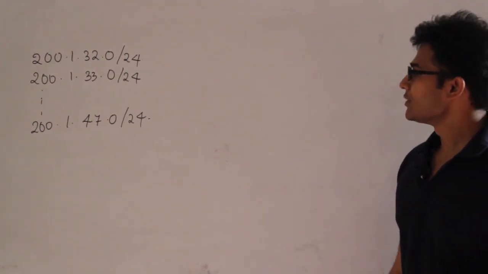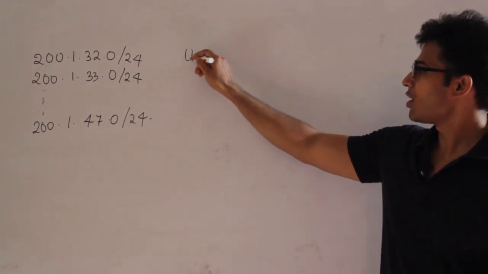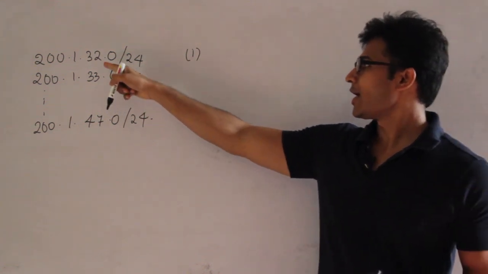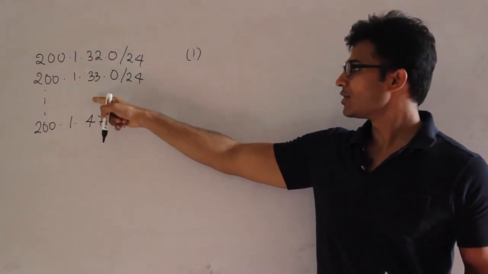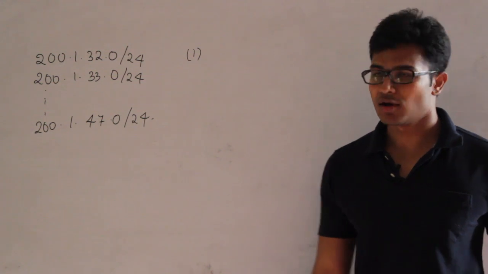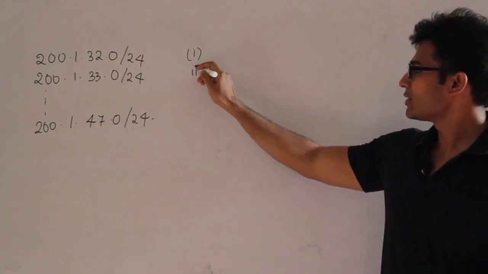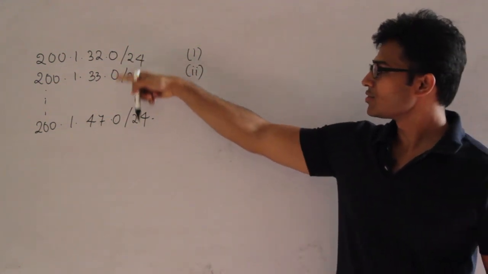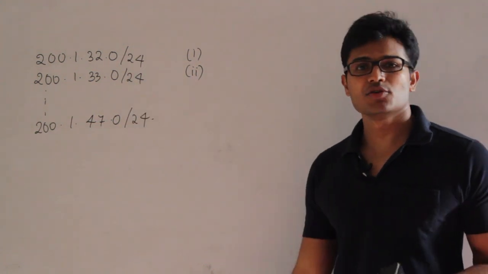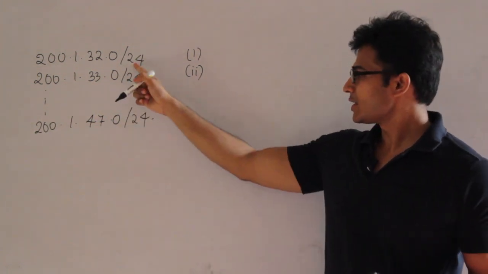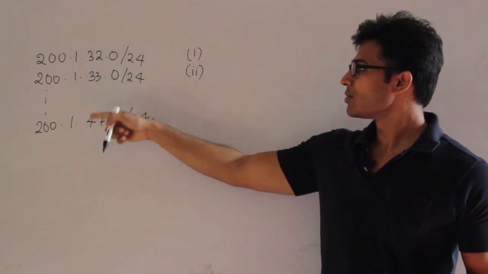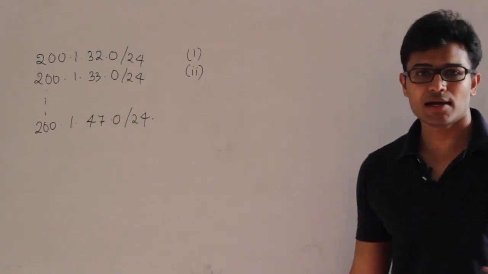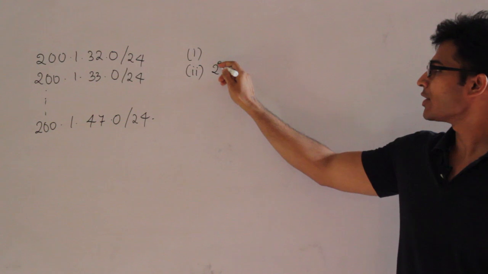That is the question. So the first rule is all of them have to be contiguous. I think they are contiguous: 32, 33, 34, and so on, up to 47. Yes, all of them are contiguous. And the second thing is, the size of the networks should be the same, as well as a power of 2. Yes, the size of each network is 2 power 8, 2 power 8, 2 power 8, and they are all the same, as well as a power of 2, which means 2 power 8, right?